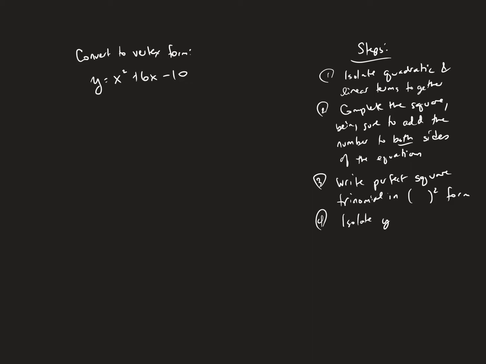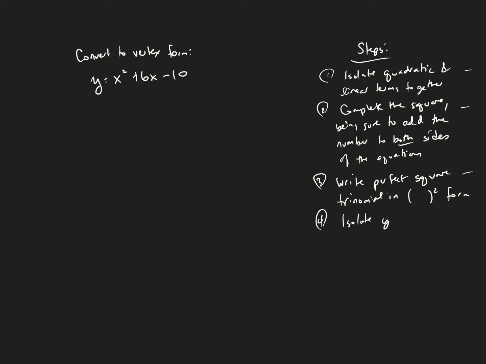All right, let's talk about the other major use of completing the square, which is converting quadratic functions from standard form into vertex form. So the steps here are going to be to isolate the quadratic and linear terms together. Then we're going to complete the square, making sure to add the number to both sides of the equation, just as we did when we were solving.